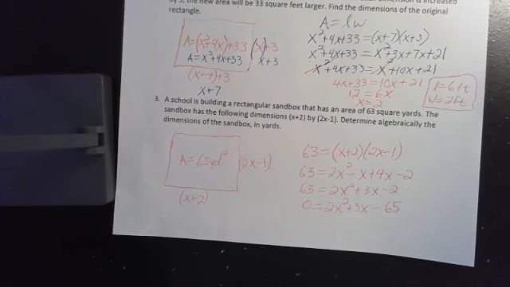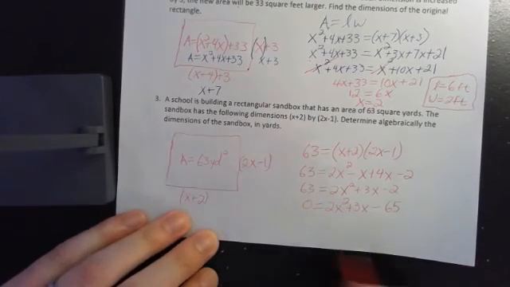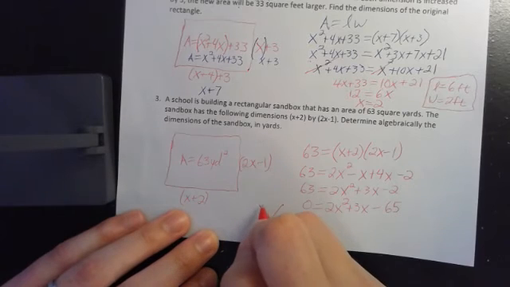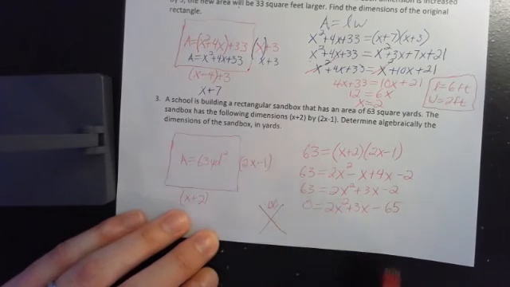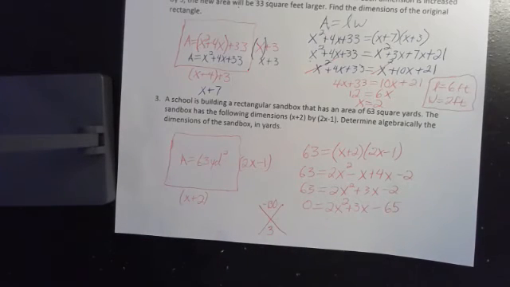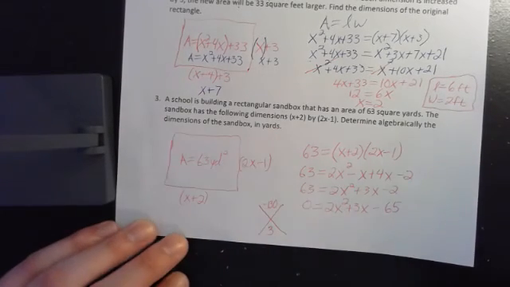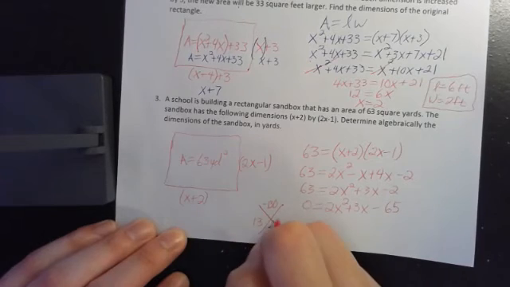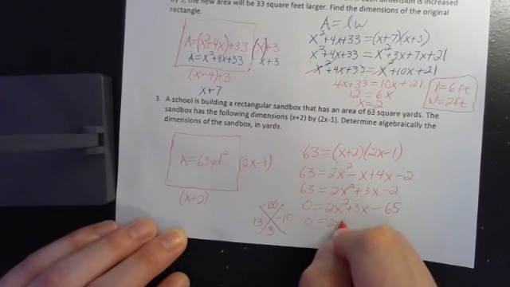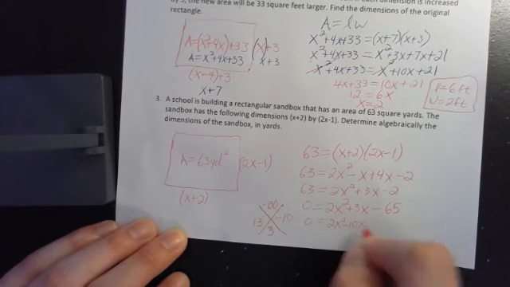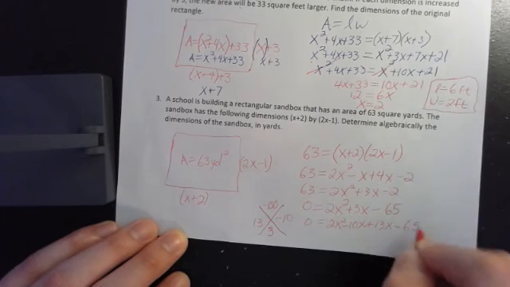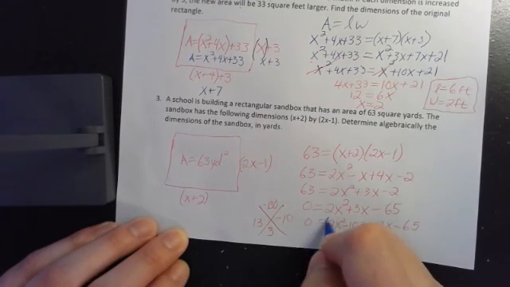And here we're going to have to factor using the AC method. So we're going to say 2 times negative 65 is negative 130. Our b value is 3. We need two numbers that multiply to negative 130 that add to 3. So that's going to be positive 13, negative 10. So 0 is equal to 2x squared minus 10x plus 13x minus 65. Then we're going to factor by grouping.